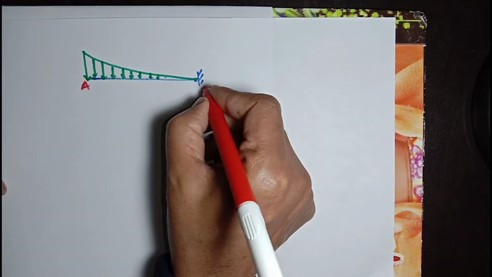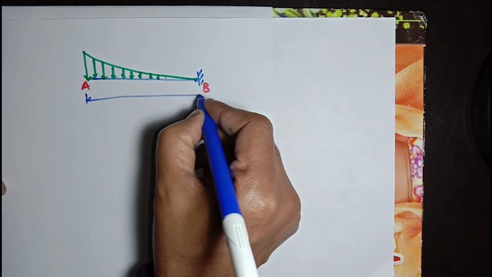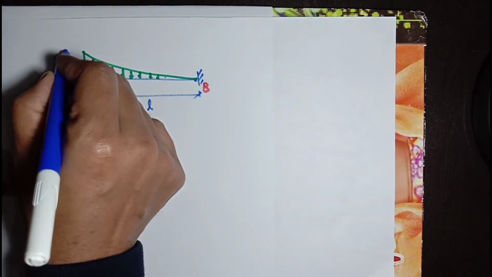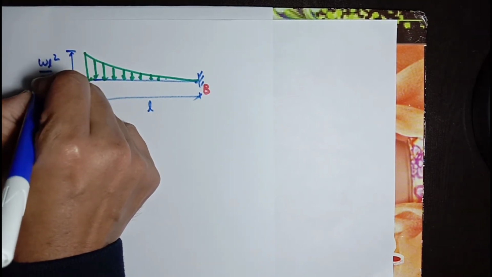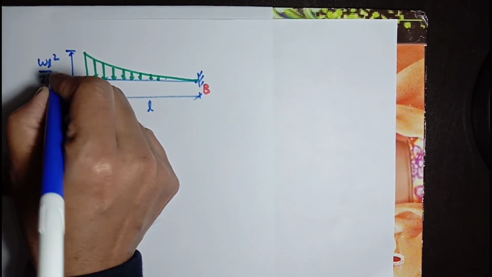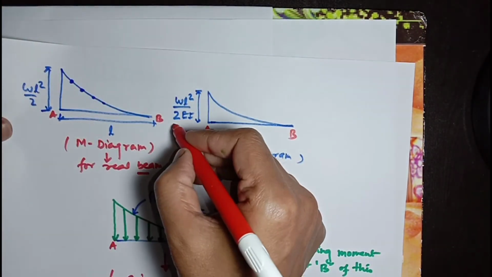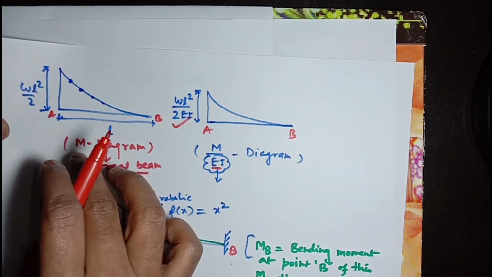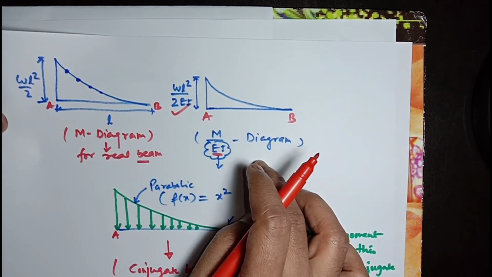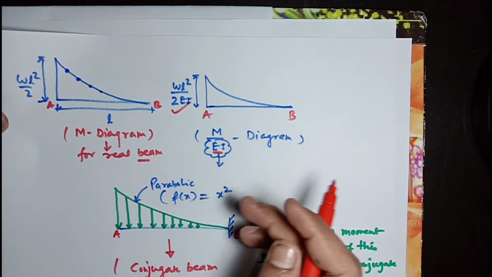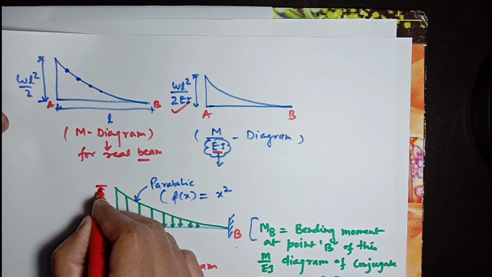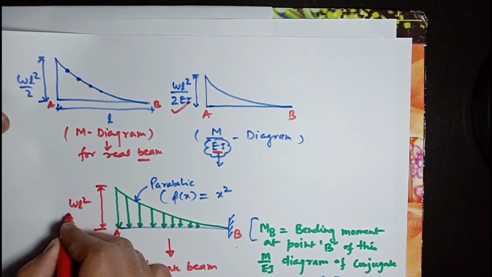Point will be A, it will be point B, and length is L. This value is WL square divided by twice EI that we have calculated here, as we have converted the M diagram to an M over EI diagram, and this value is WL square by twice EI.